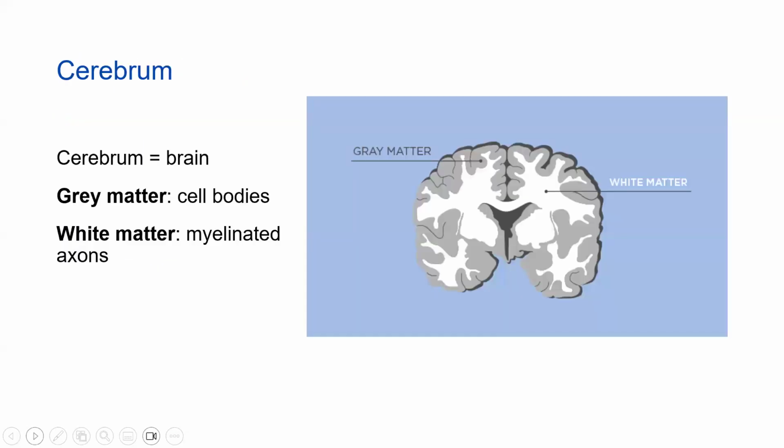So now we're going to get into the cortex. Cerebrum is another name for the brain, and the brain is broken up into gray matter and white matter. Gray matter is comprised of cell bodies, whereas white matter is made up of myelinated axons. So just keep in mind, what is gray matter, what is white matter.